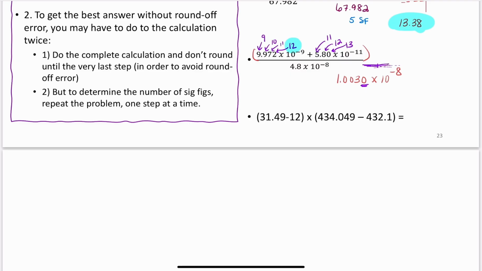Now I can go ahead and divide that by 4.8 times 10 to the negative 8. Now I'm doing division, so now I'm looking at number of sig figs. My numerator has 5 sig figs. My denominator only has 2 sig figs. So when I calculate this out, I'm trying to figure out where to write this, I apologize.